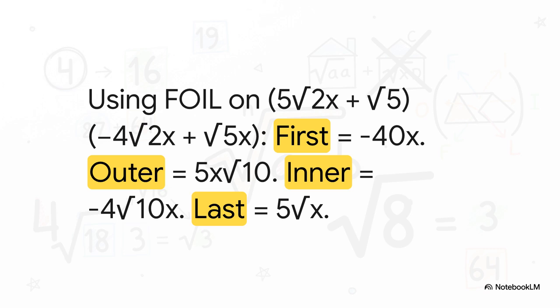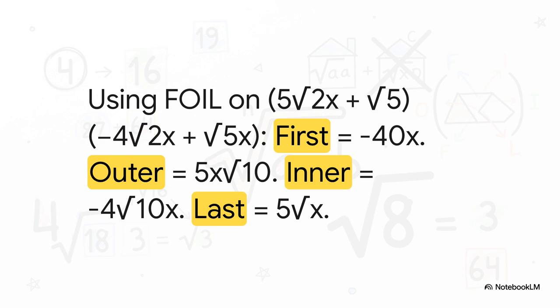That's root 5 times negative 4 root 2x. This one's a bit easier. It just becomes negative 4 times the square root of 10x. Nothing to simplify there. And finally, L for the last terms. Root 5 times root 5x. That gives us the square root of 25x. And we know the square root of 25 is 5, so that pops out, giving us 5 root x.